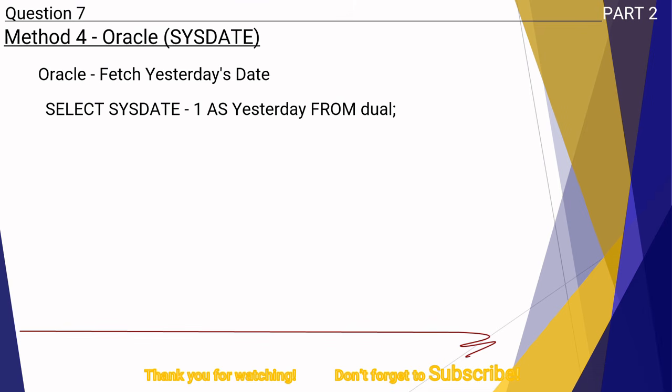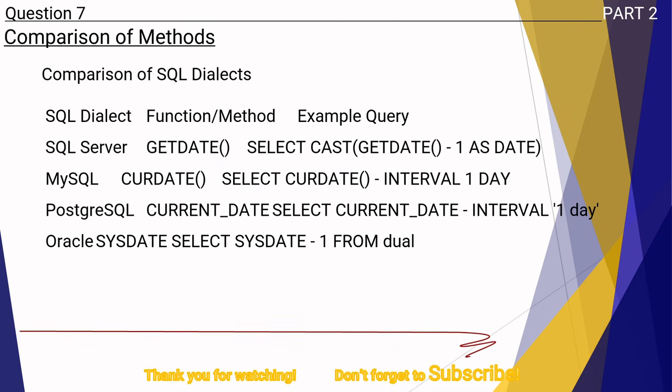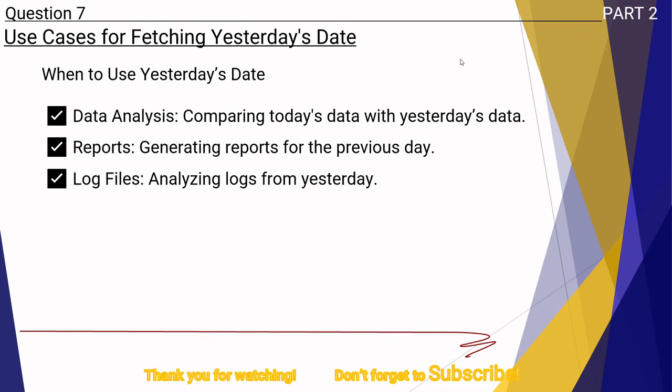In Oracle, we use the sysdate function to get the current date and time. By subtracting 1, we get yesterday's date. As you can see, different SQL dialects have different functions and syntaxes to fetch yesterday's date. The main idea is to subtract 1 day from the current date in all cases.